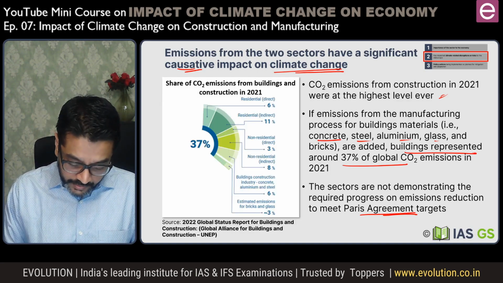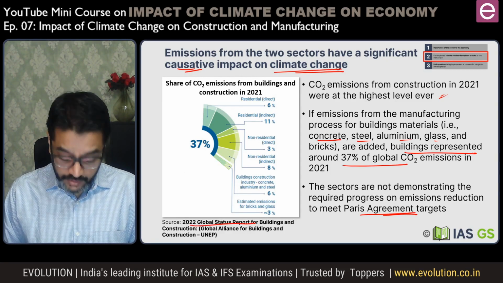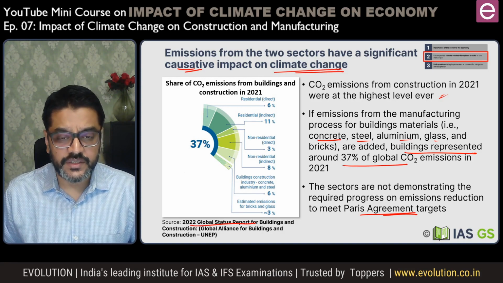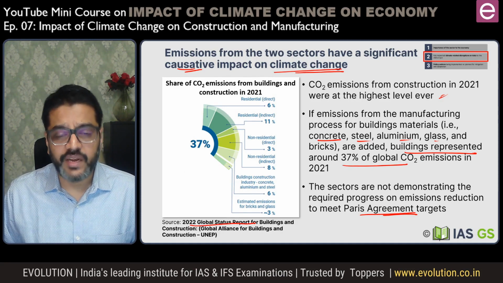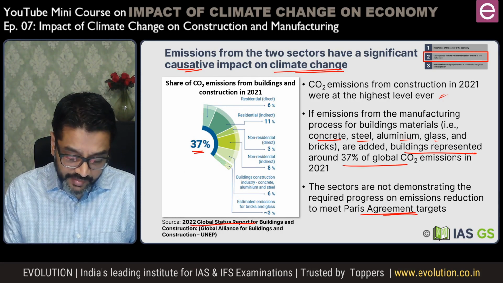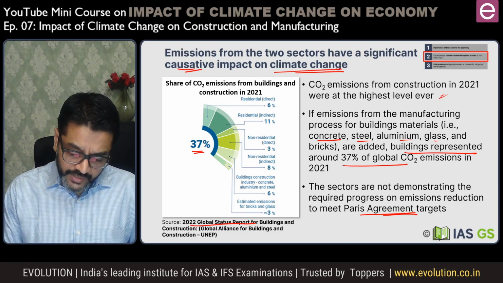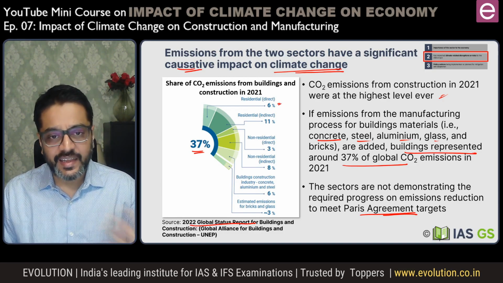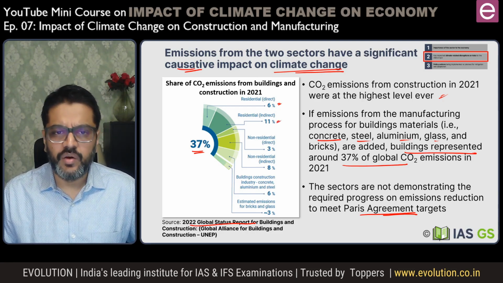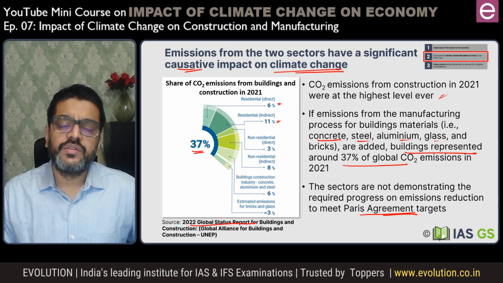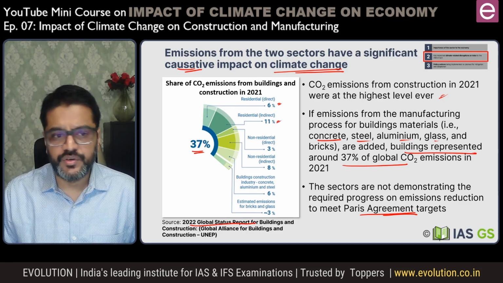So this is an extract from this global status report for buildings and constructions by the Global Alliance for Buildings and Constructions, which is a body sponsored or supported by the United Nations Environment Program. So we said that 37% of the emissions are coming from the construction sector, right? So in that, 6% emissions are directly coming from residential buildings. Various kinds of indirect contributions are there, how buildings are being constructed. So the transportation, logistics involved in those things are also contributing to the emissions.